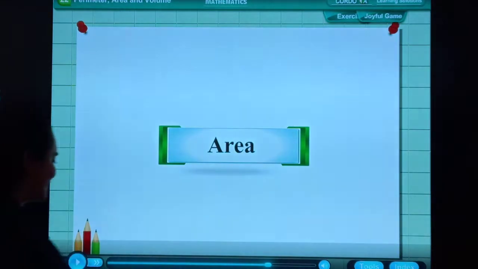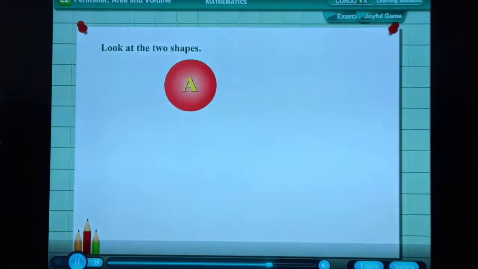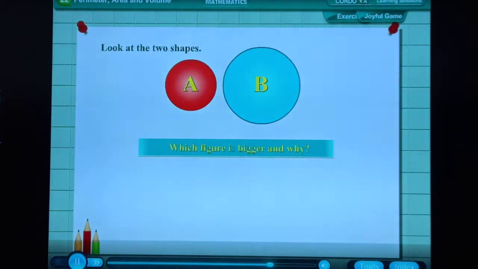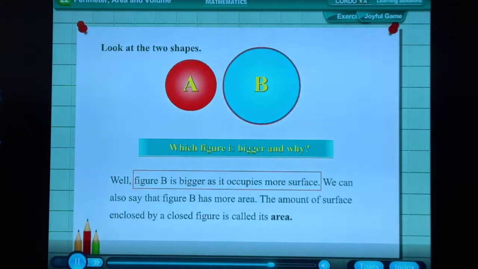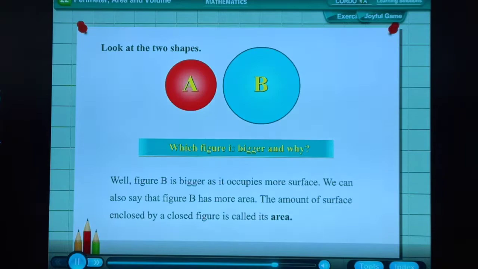Let's go. Look at the two shapes, A and B. Which figure is bigger and why? Well, figure B is bigger as it occupies more surface. We can also say that figure B has more area. The amount of surface enclosed by a closed figure is called its area.